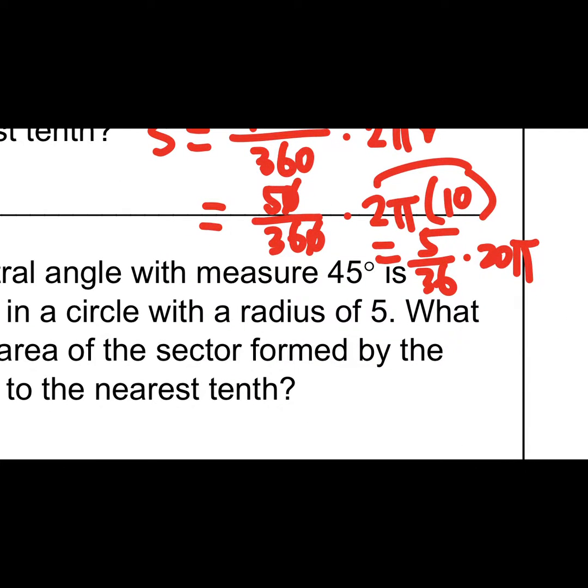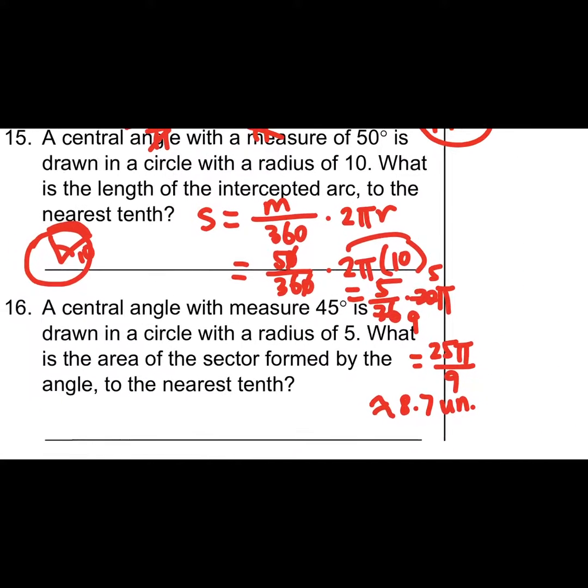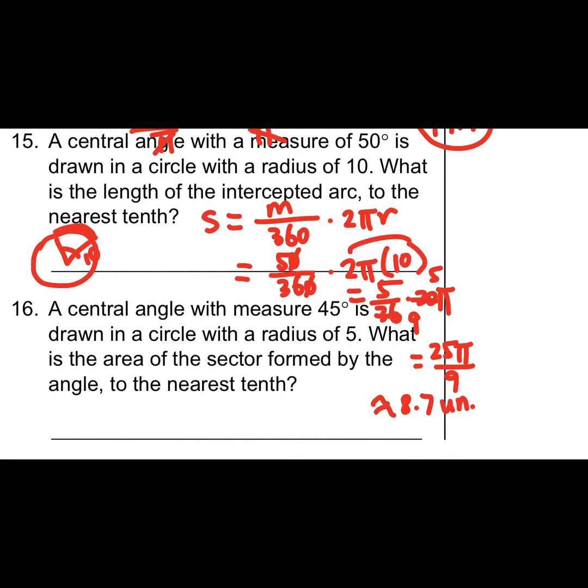And we can go ahead and cross cancel. 4 goes into both, so that's 5 and 9. And that will leave us 25 pi over 9, which is approximately 8.7. And there is no unit specified, so we're going to just say units. So those are the answers for number 15.